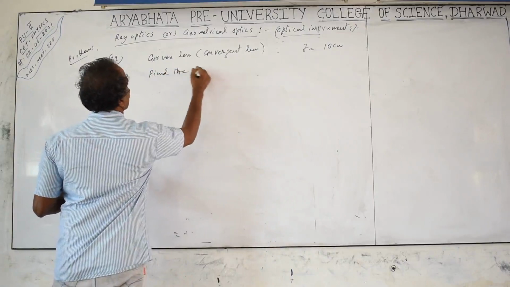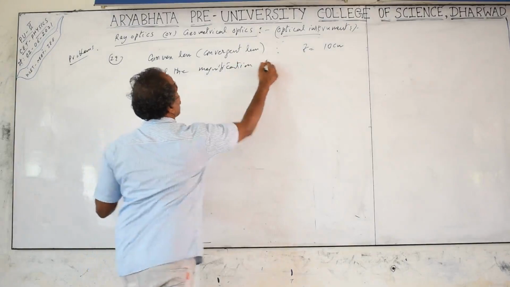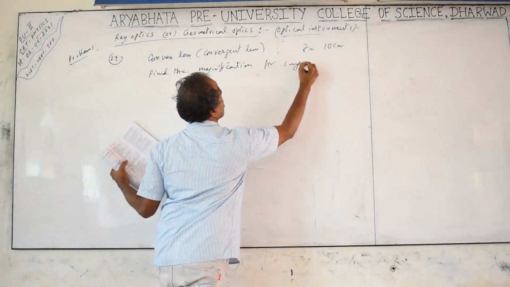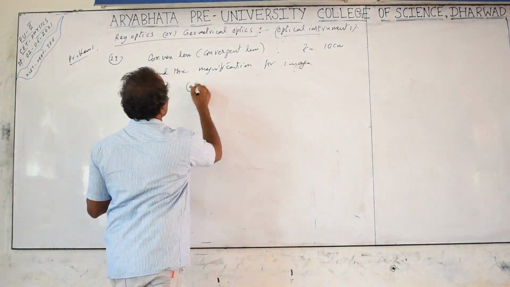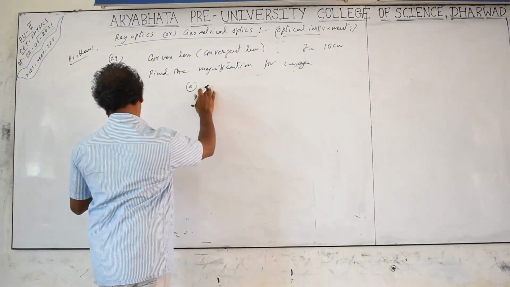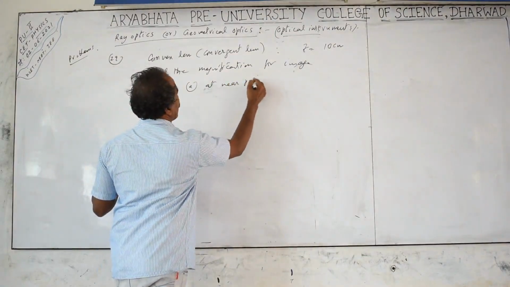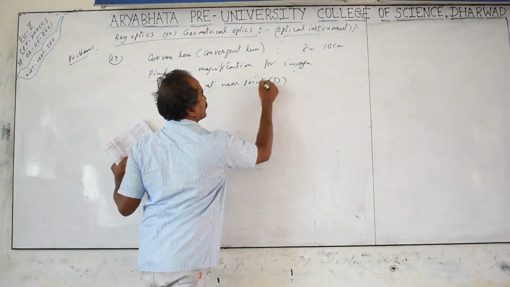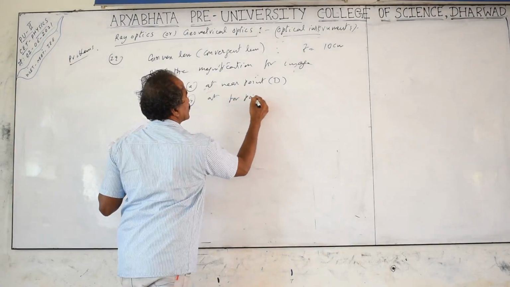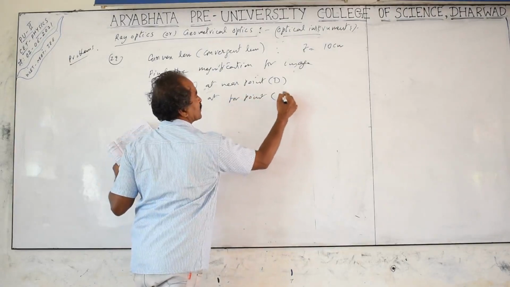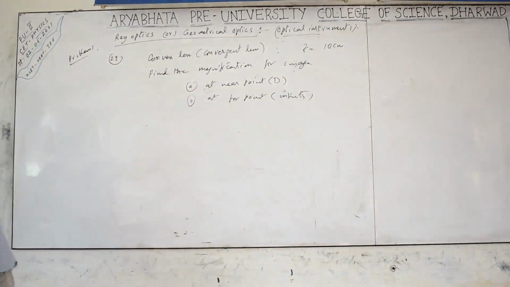Find the magnification for the final image at the near point and at the far point. The near point is D, and the far point means infinity. The final image at infinity means the object is kept at the focus.